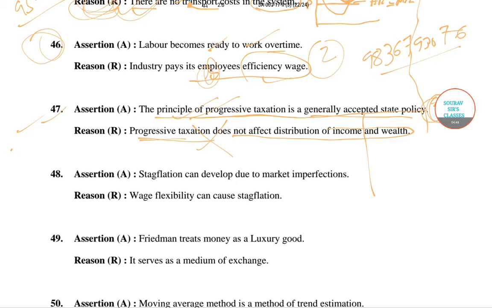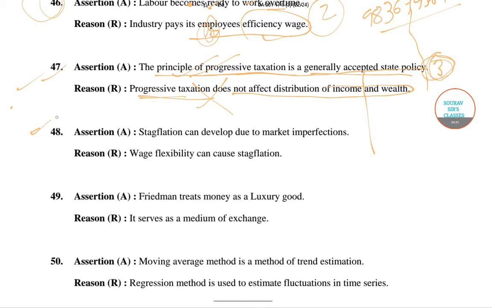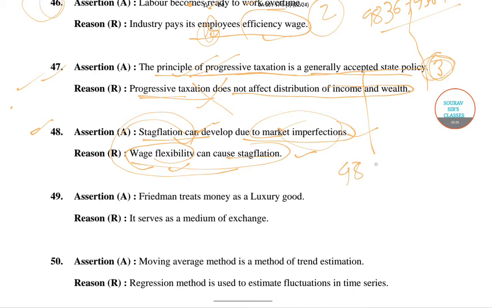Now we'll go to the other 3 questions which are left from this section. It starts with question number 48. In question number 48 it is given that stagflation can develop due to market imperfection, and the reason given is that wage flexibility can cause stagflation. It is quite obvious for question number 48 that they both are true, but R is not the correct explanation of A. Stagflation can develop due to market imperfection, so this is true. Wage flexibility can cause stagflation, this is also true. But this is not the right reason for this assertion. So for question number 48, we would conclude the right answer would be option B.